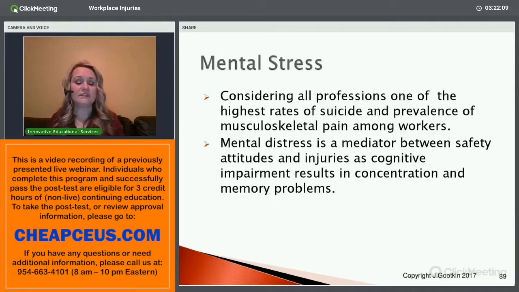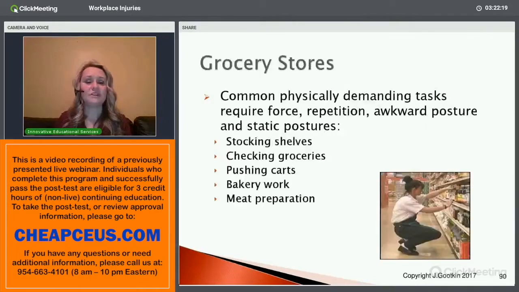As I've mentioned several times today, mental stress comes into play, particularly in the construction profession. It's a high stress profession, so we need to be aware of these patients, that that's a component that we might need to consider. Again, might mean an outside referral if they express that to us.